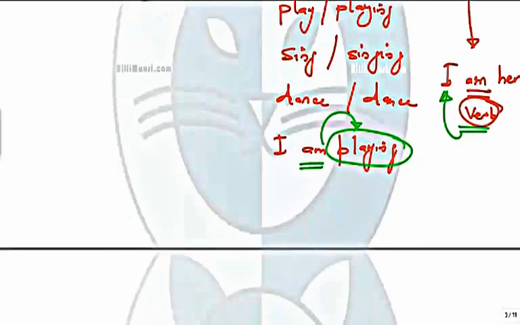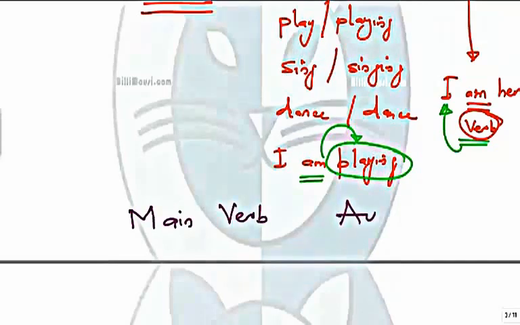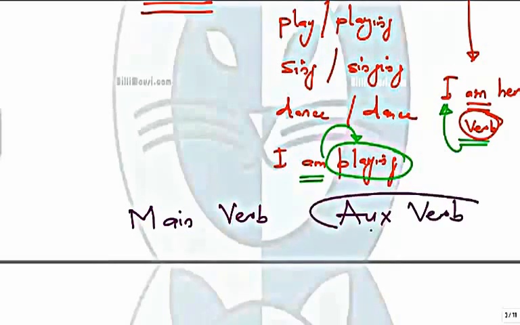Well, the verb can be broadly classified under main verbs. Let me write it in a different color, it'll be easier. Main verb and auxiliary verb. Auxiliary verbs assist main verb.